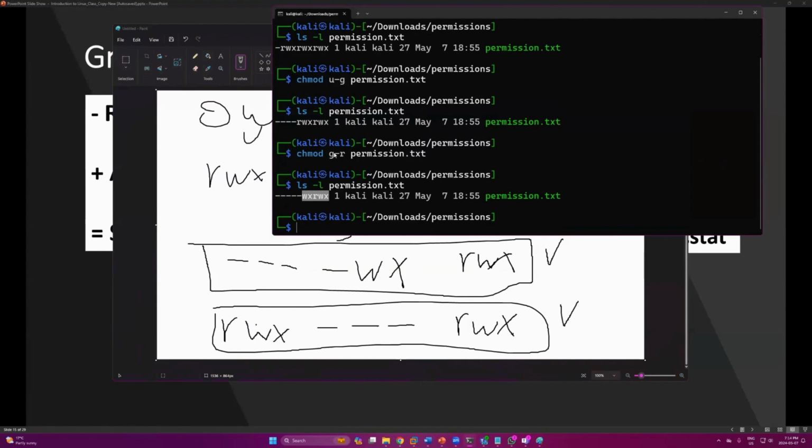Why did it happen? Because right now we said group minus R, so we're subtracting the read permission from group. Always think of this as addition and subtraction. You're always either adding it or subtracting it. We're not setting it as an absolute value, which actually brings us to our next demo.